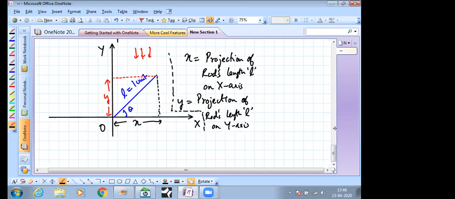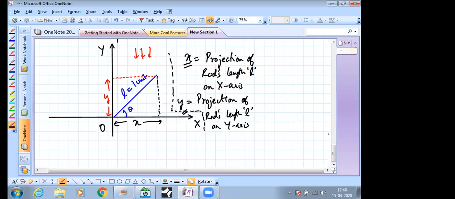Now that rod is throwing some shadow on the x-axis. So that is called the x projection, or the projection on the x-axis, this term. Similarly, it's throwing some shadow on the y-axis, and that is nothing but the y projection, or that is how this term is defined. Okay. So hope this point is clear to all of you.